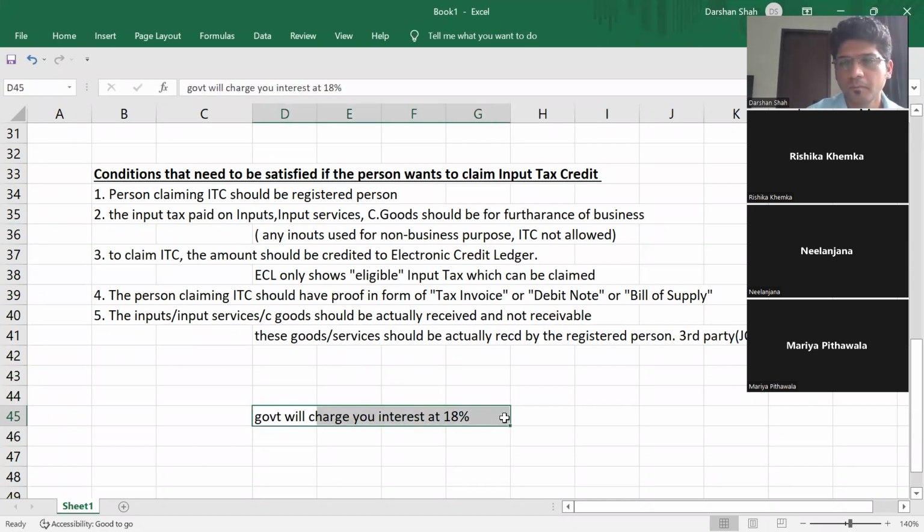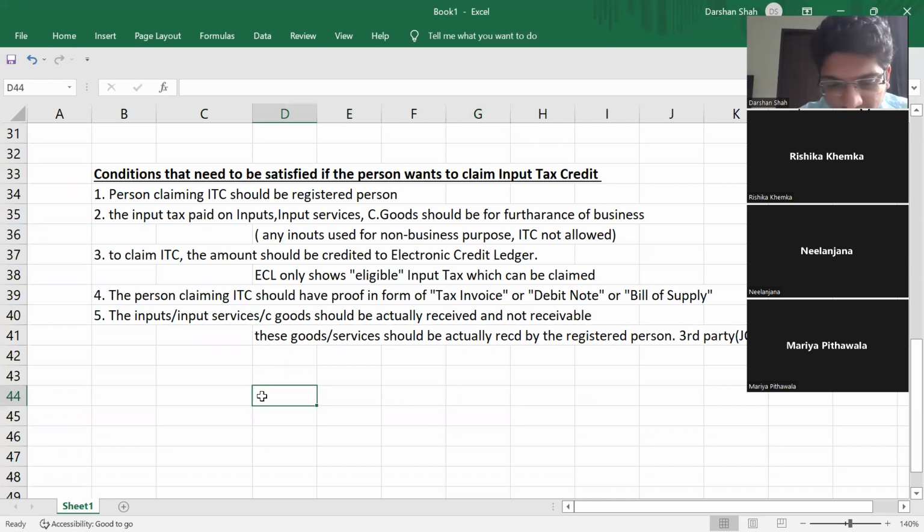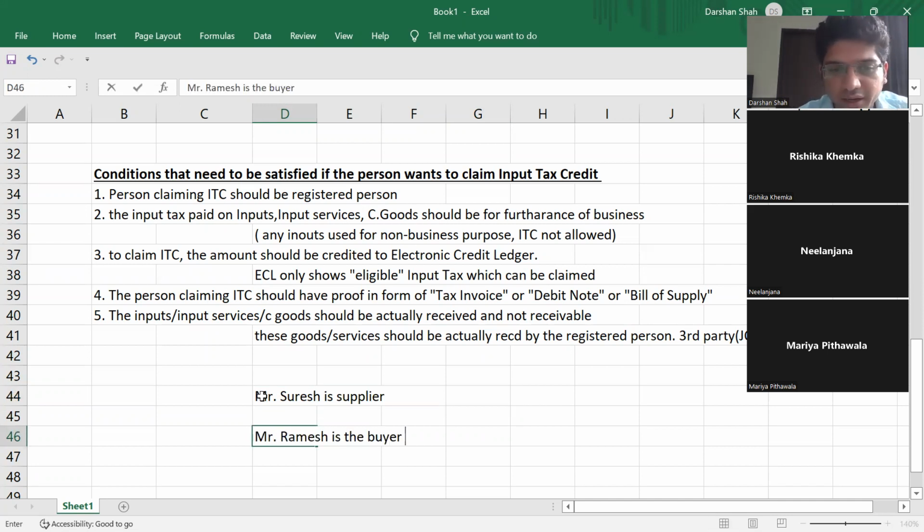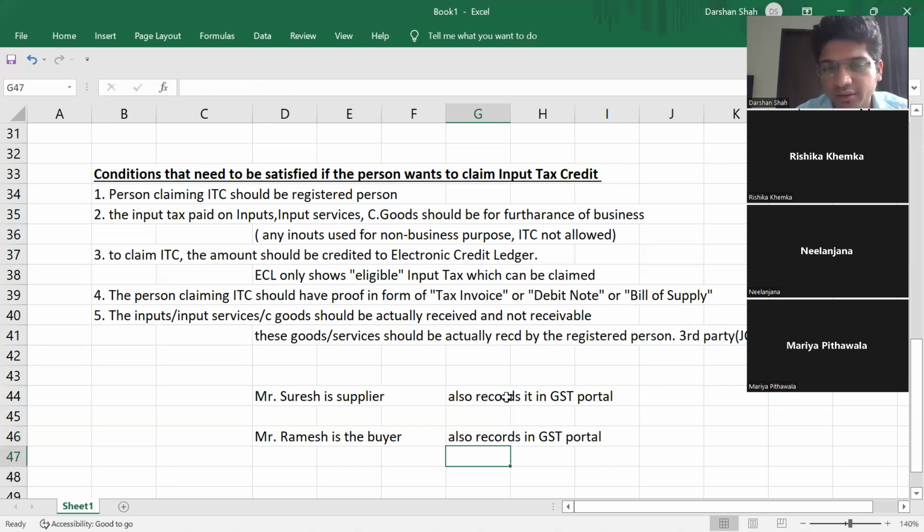Sir, how will the government check? Like there are so many businesses, so how will they come to know? That's what happens. For example, let us say Mr. Suresh is the supplier and Mr. Ramesh is the buyer. When the transaction happens, Mr. Suresh records it in the GST portal, and Mr. Ramesh also records it in the GST portal online, right?